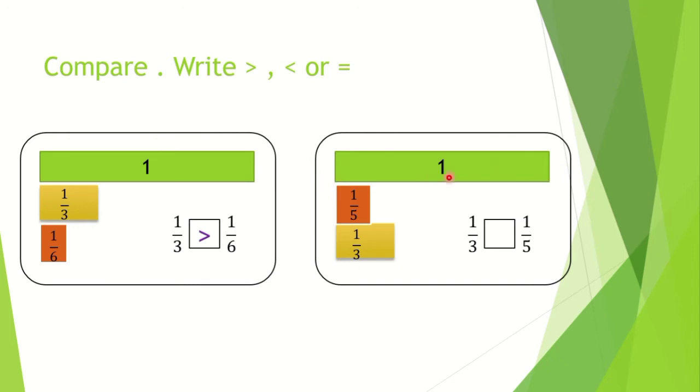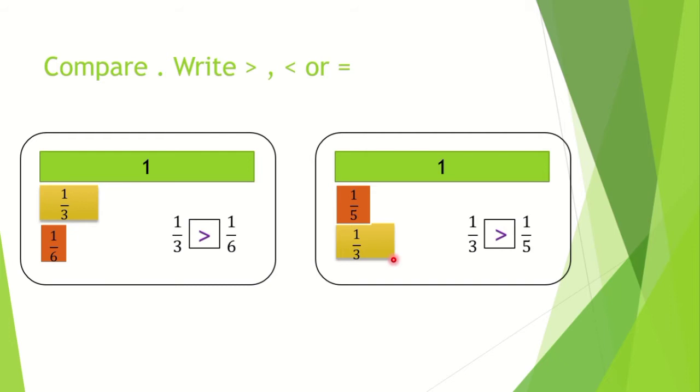Okay, let's see here. I have here 1 whole, and here a fifth of 1, and here a third of 1. So what's the biggest, fifth or third? Perfect. Third is bigger than fifth.